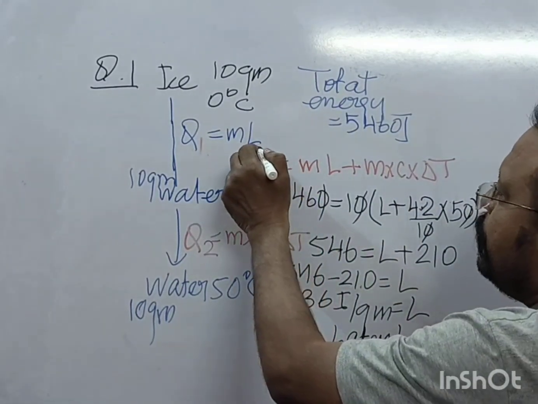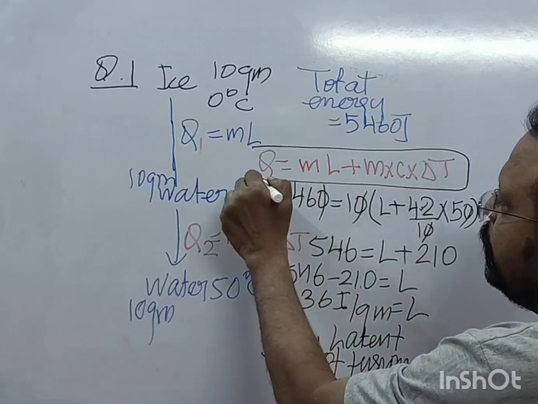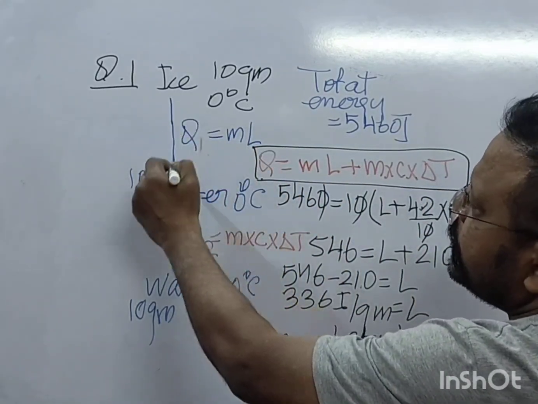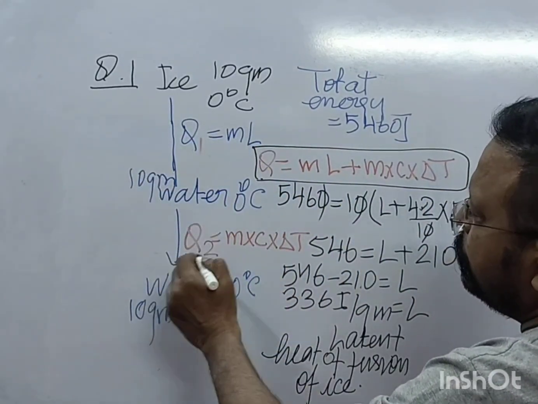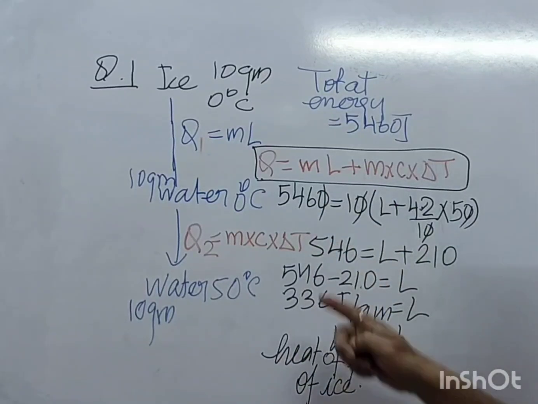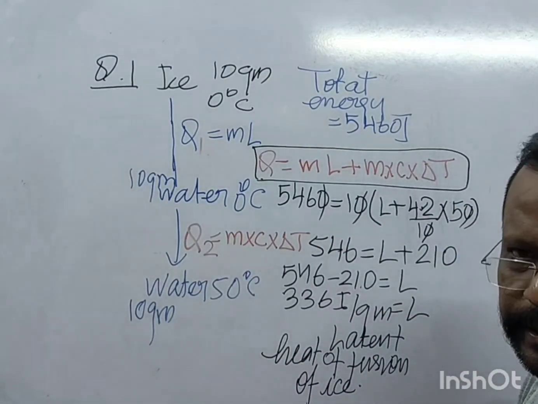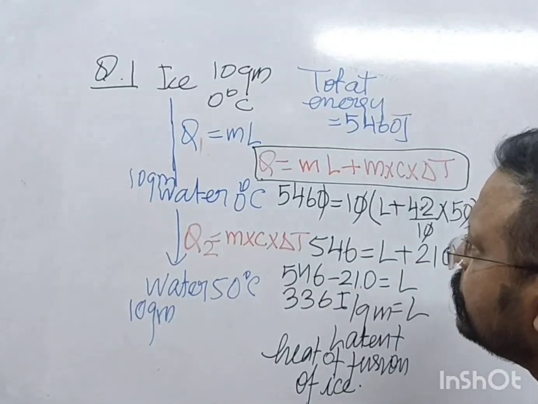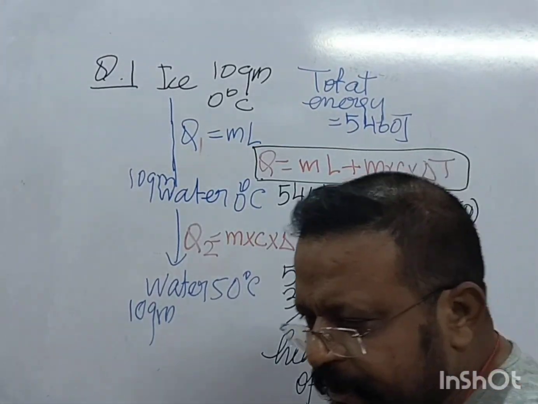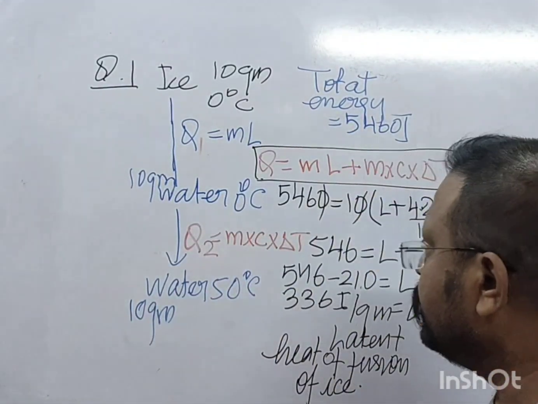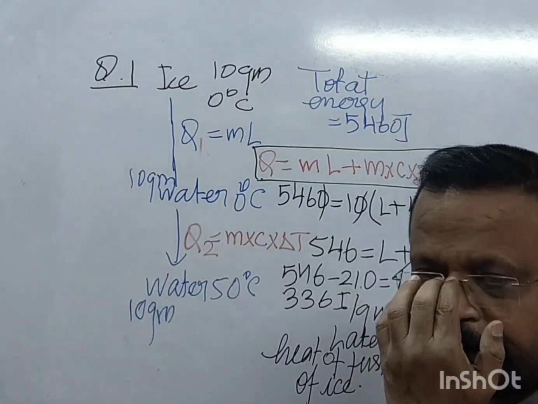This is the whole formula we have, right? This is Q1, this is Q2. We put the values here, and total energy is given to you. We put the values and get the number. Right, this was question number 1. It's quite easy, that's why I gave it to you. Now come to the last question which you have.